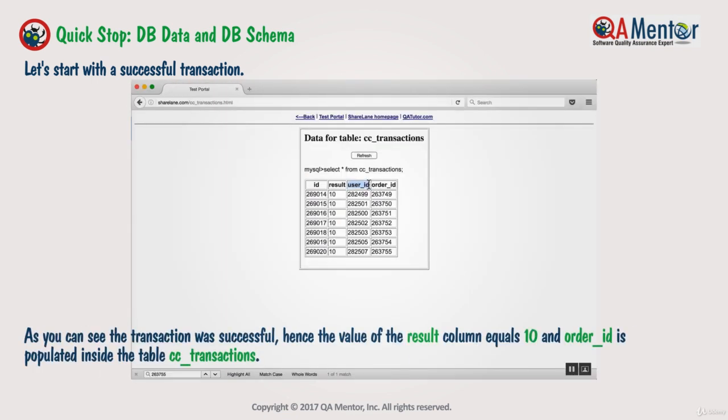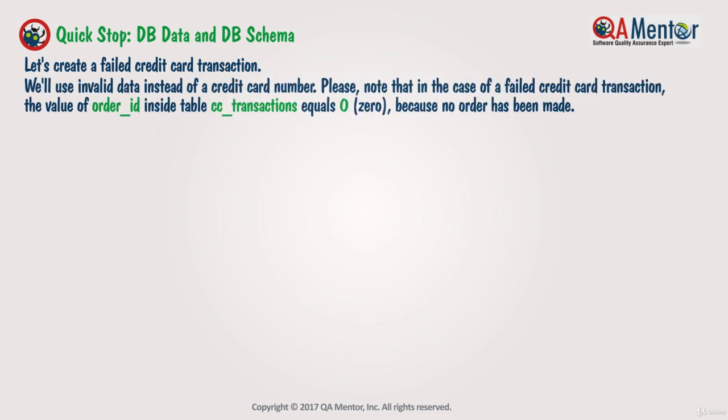As you can see, the transaction was successful, hence the value of the result column equals 10, and order ID is populated inside the table CC Transactions. Now let's create a failed credit card transaction. We'll use invalid data instead of a credit card number. Please note that in the case of a failed credit card transaction, the value of order ID inside table CC Transactions equals 0 because no order has been made.